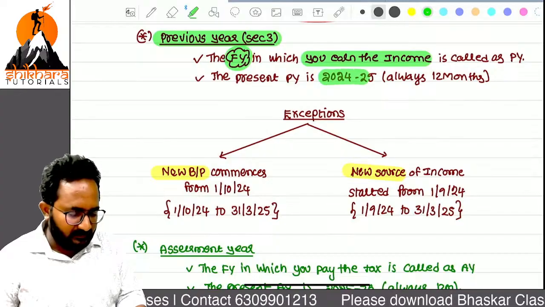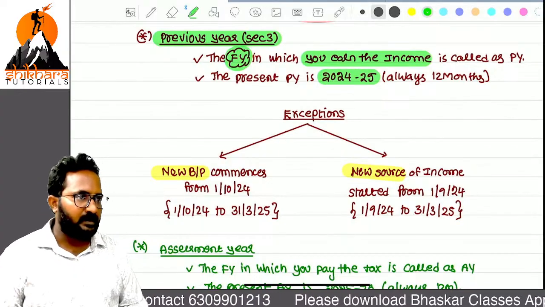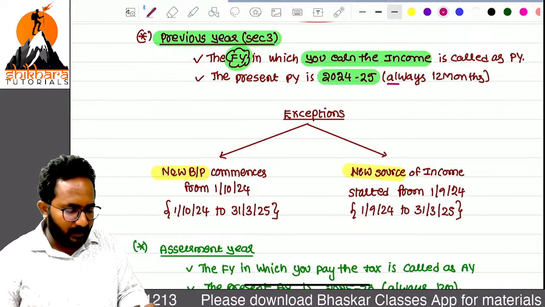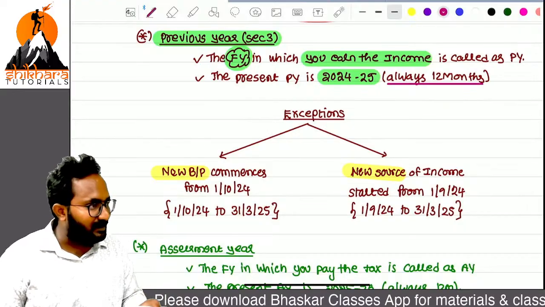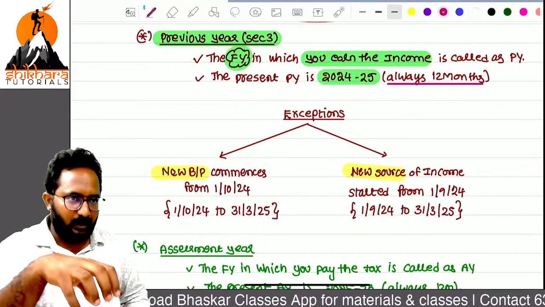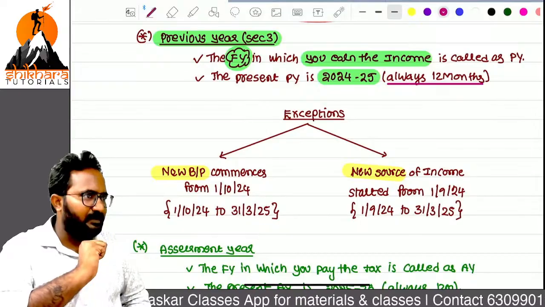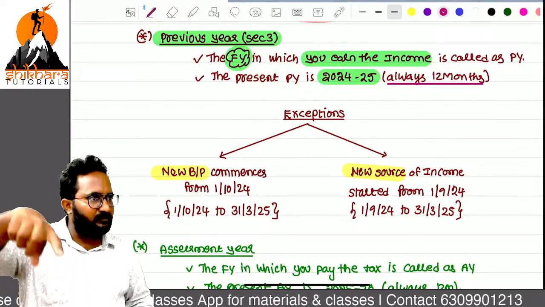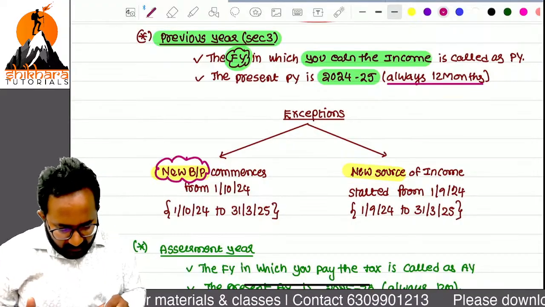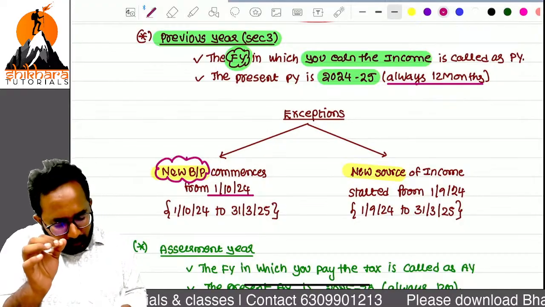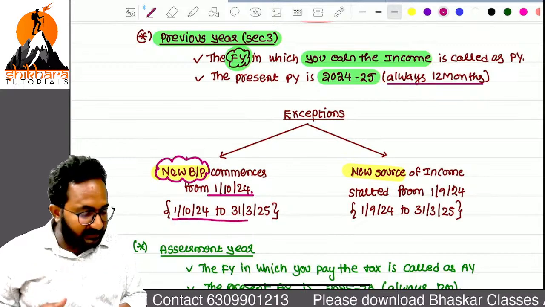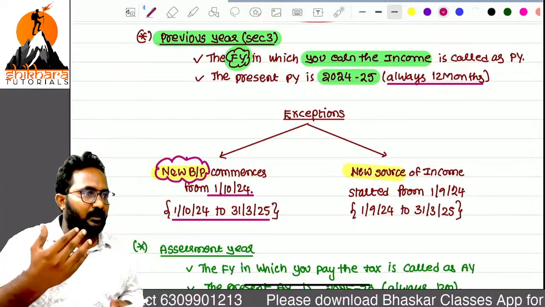The present previous year is 2024-25. Generally, previous year means always 12 months. But a few exceptions are there. For example, generally in our case we started the business of this institution on the first day of the previous year. But for example, a new business or profession commences from 1st October. For me, the previous year is nothing but the business commencement date to the closing date of the financial year.